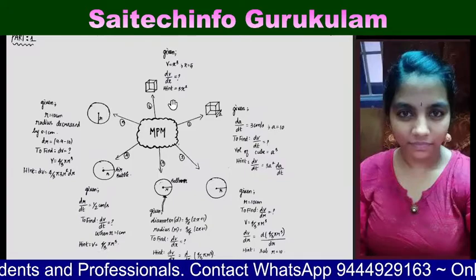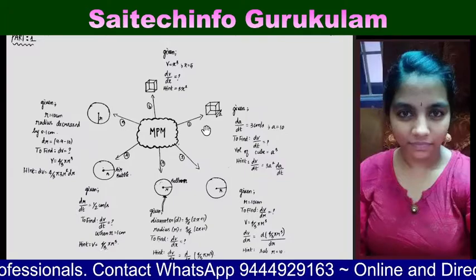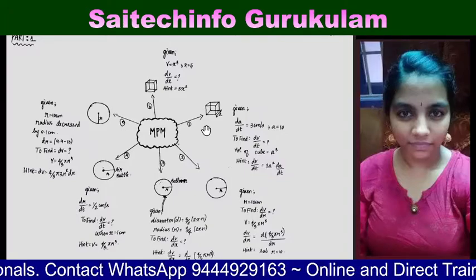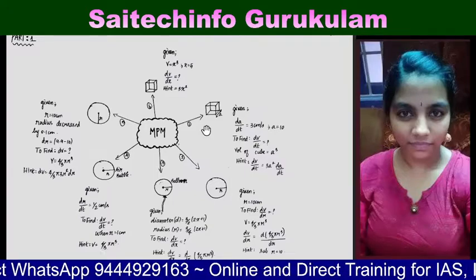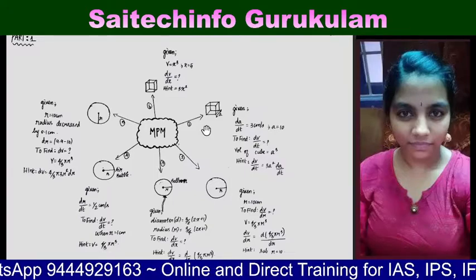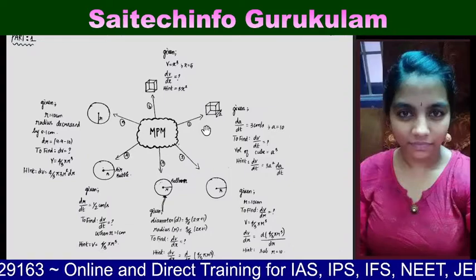The next is sphere. The given one, r is equal to 10 centimeter, to find dV by dr. And the formula V is equal to 4 by 3 pi r cube, so that we can find dV by dr with the given values, that is nothing but r is equal to 10.